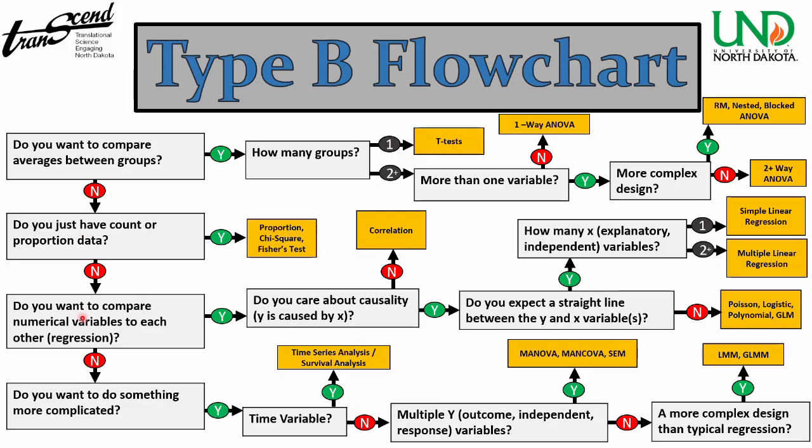Finally, if you said no to these first 3, you can be left with the question, do you want something more complicated? Well, if you've said no, oh, okay, just go away. But if you say yes, then you're going to go into the more complicated, the special data types. If it's a time variable, it's going to be time series analysis or survival analysis, one or the other, or something similar. If it's not a time variable, you can ask, are there going to be multiple Y variables, multiple outcome variables? If yes, it comes to something like MANOVA, MANCOVA, or structural equation modeling. If not, you're left with, well, it's going to be more complex than typical regression.